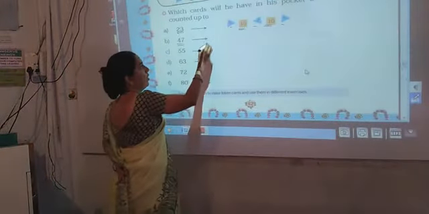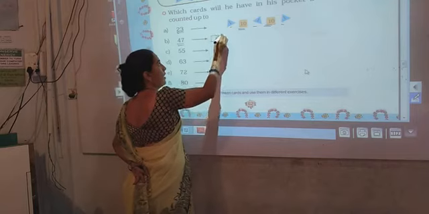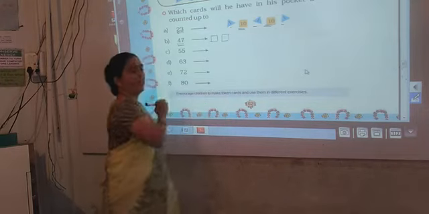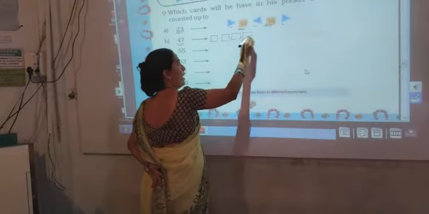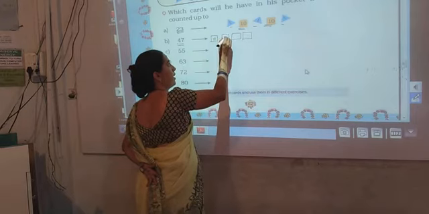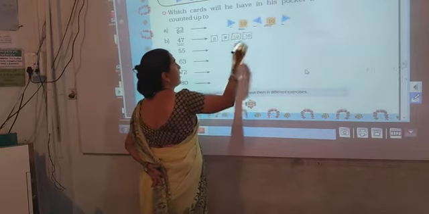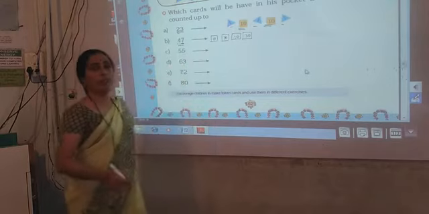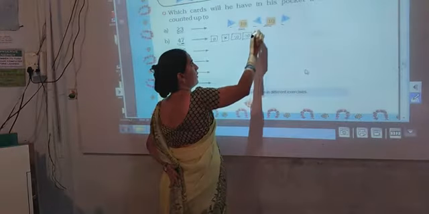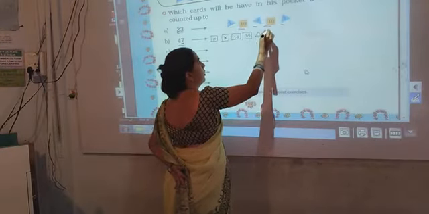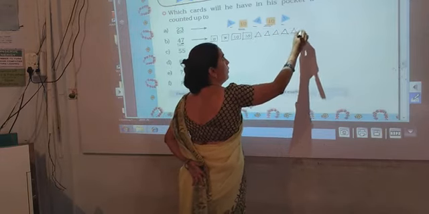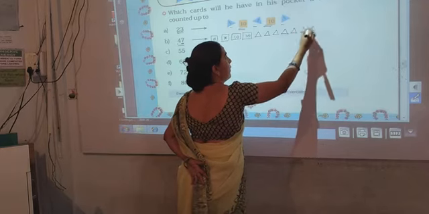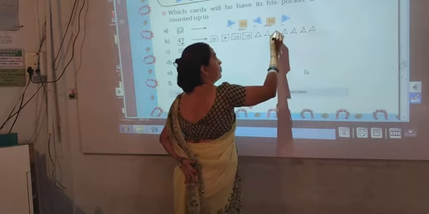For 47, how many 10s do we have to draw here? How many 10s are there in the number 47? There are 4 10s. So there will be 4 cards of number 10. And how many cards of number 1? 7. 1, 2, 3, 4, 5, 6 and 7. In each card there is number 1.